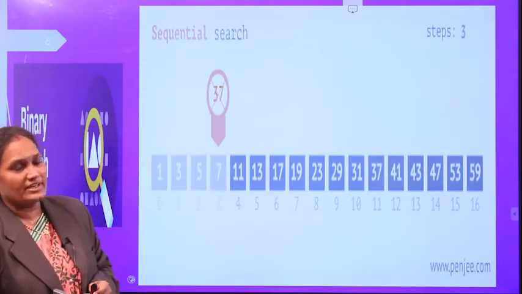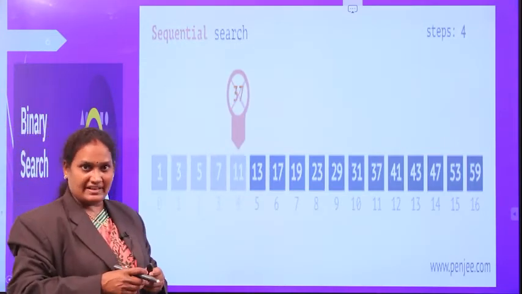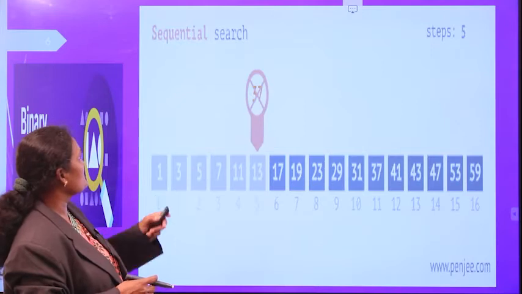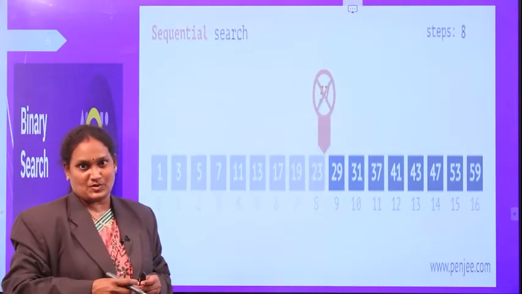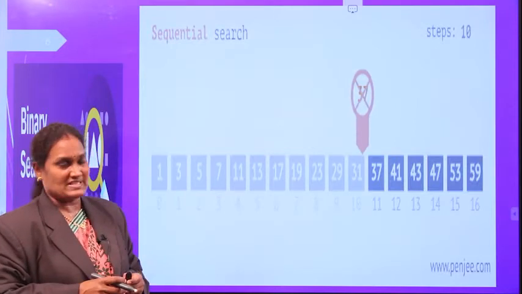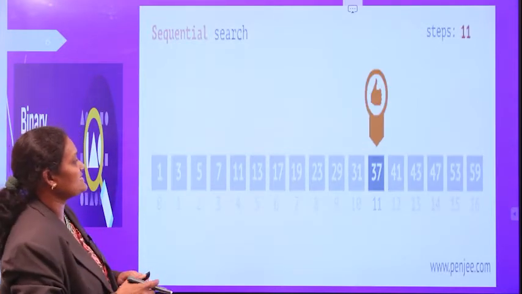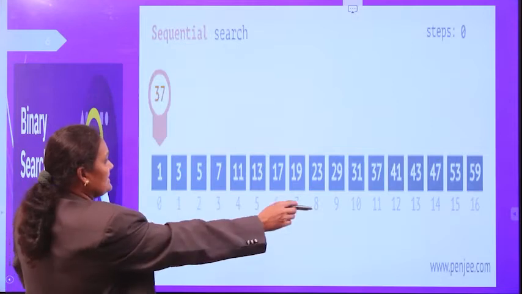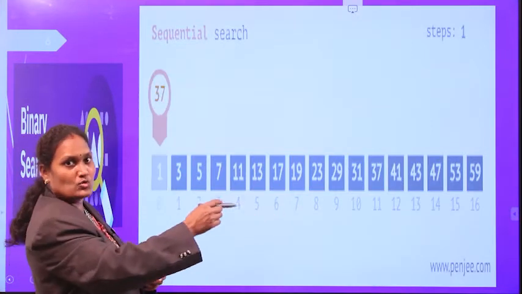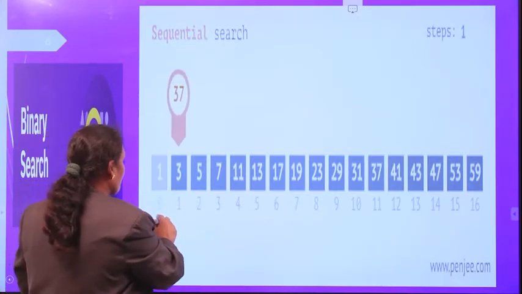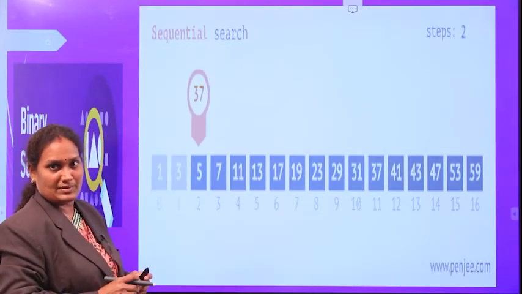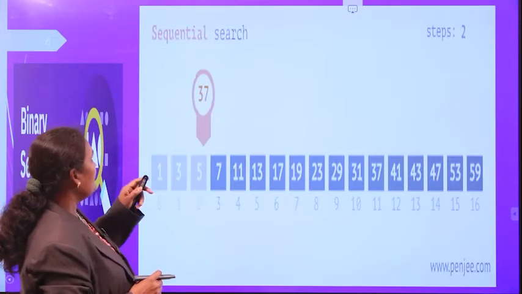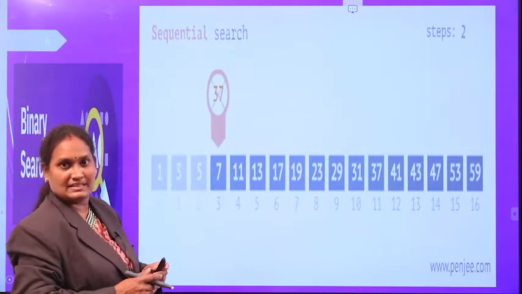Before explaining the binary search problem, first I am going to show you sequential searching, that is, the linear search process. What is the linear search process? Let us see it here. Here I have been given 17 elements whose index values are represented from 0 to 16. Here the search element is 37.